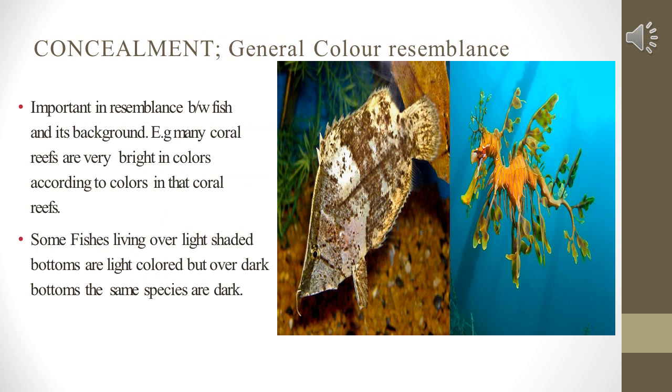Now let me discuss in detail what concealment is. Concealment is the general color resemblance, important in the resemblance between a fish and its background. For example, many coral reefs are very bright in color, and fishes match the coral colors present in the environment. Some fishes living over light-shaded bottoms are light colored, but over dark bottoms, the same species are dark. This is the type of concealment. They can change their body color according to their environment, and it is also a type of camouflage in the fishes.